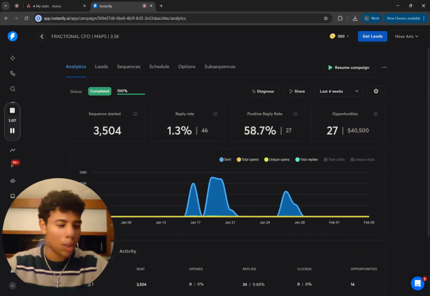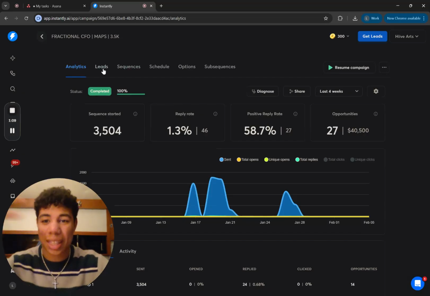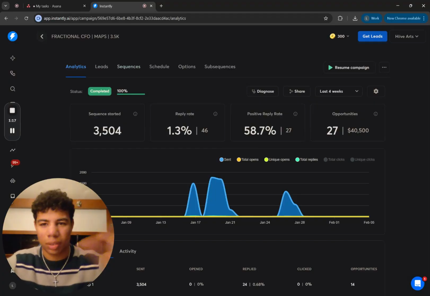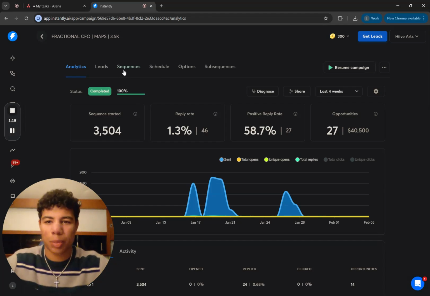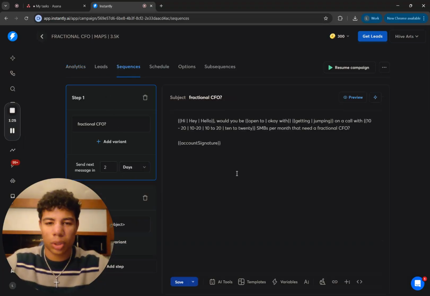So going into it, the first thing that I think made this campaign perform is the relevancy. We're targeting only fractional CFOs, and this is off of Maps. Part of it could be they don't get as many emails because they're Maps leads, depending on where they're scraped from, if they're scraped from smaller cities or whatever. And the sequence, we're going to go straight into this.